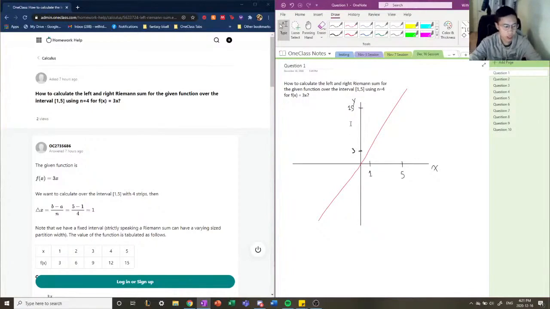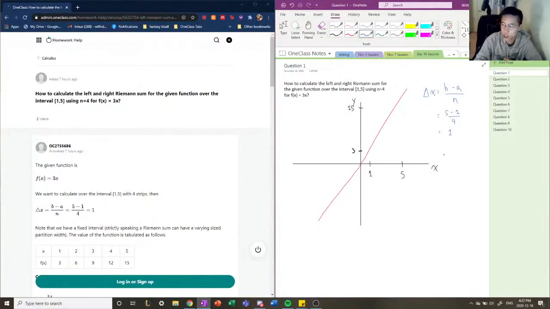First of all, we need to calculate the width of each rectangle, and we'll do that with this equation. Delta x is the width of each of our rectangles, and they're all going to be the same. It's calculated by b minus a of the interval, divided by the number of rectangles we have. Here the interval is 1 to 5, so we do 5 minus 1 divided by 4, and we get 1. So the width of each of our rectangles is going to be 1.